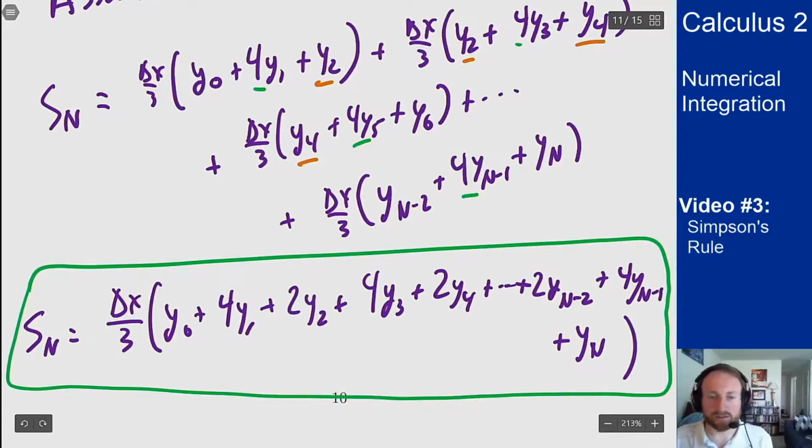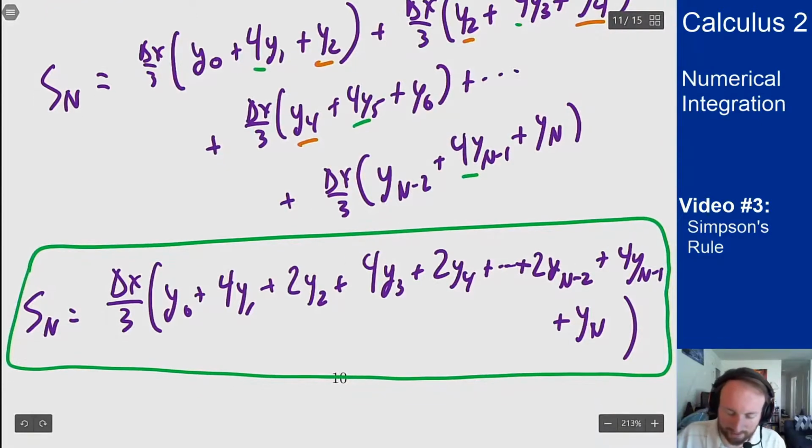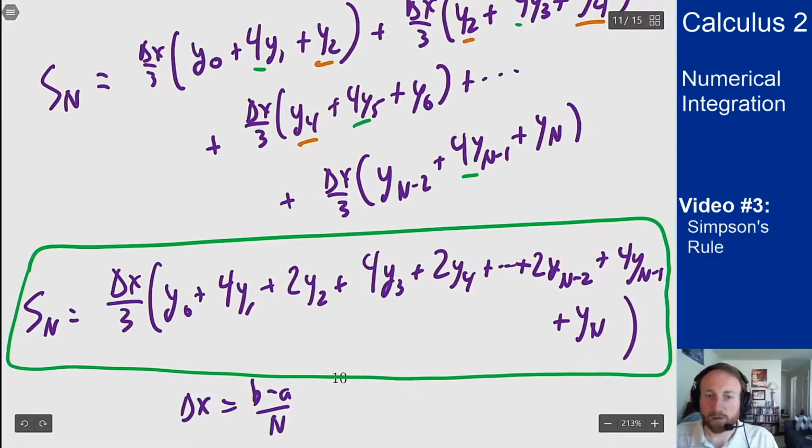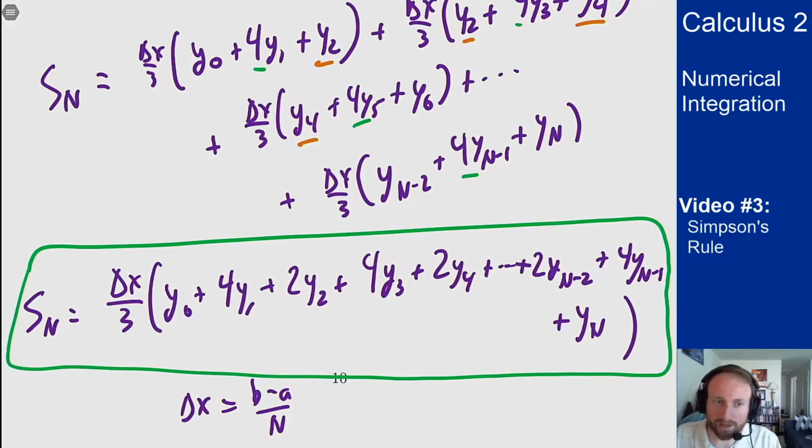And these y values are the function values at our endpoints that we had before. They are endpoints of n plus 1 equally divided points, with delta x being still b minus a over n like it always is. That's the formula you need for Simpson's rule. Basically, I always remember it as 1, and then 4, 2, 4, 2, 4, 2, 4, 2, alternating throughout the whole thing, and then a 1 again at the end.